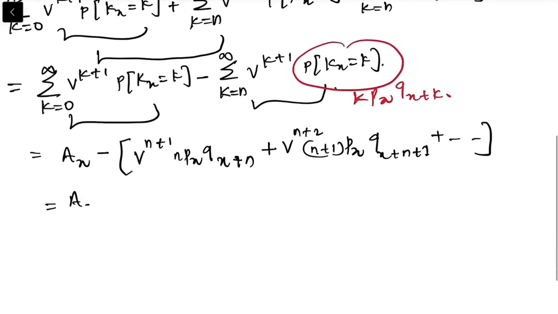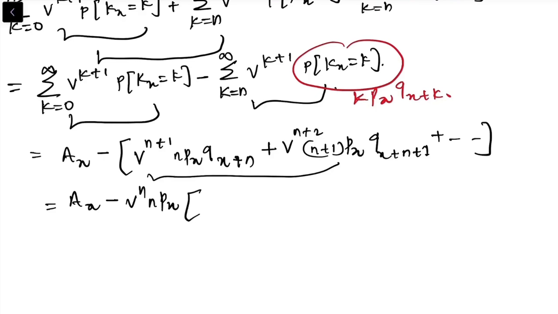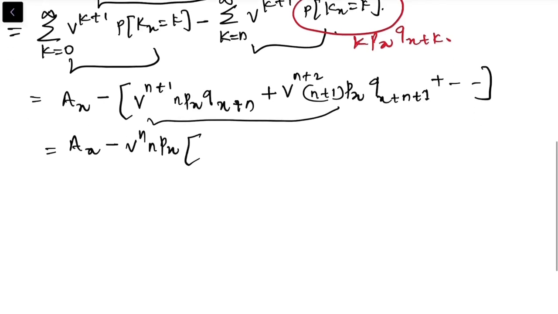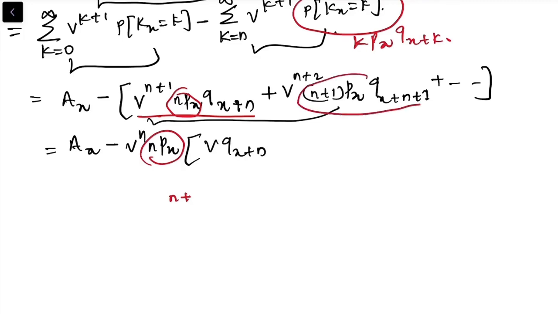Okay, now this is as it is. Now let's take v^n and npx common from this whole expression. So the remaining term will be, now let's look at how we can break these terms. So this term is simple because we have npx, so npx is common, so the remaining term is v q_(x+n).